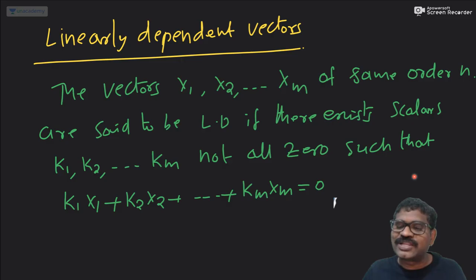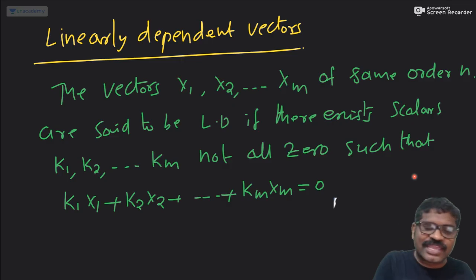all 0. Sir, what is not all 0? At least one scalar is non-zero. Not all 0 means at least one is non-zero. K1, K2, Km, not all 0. This is the keyword.